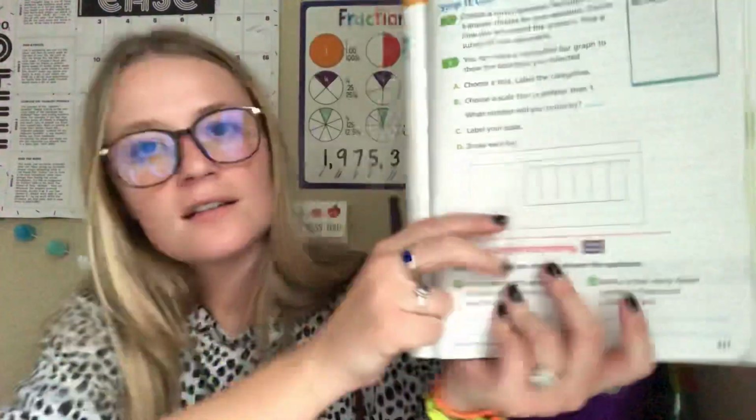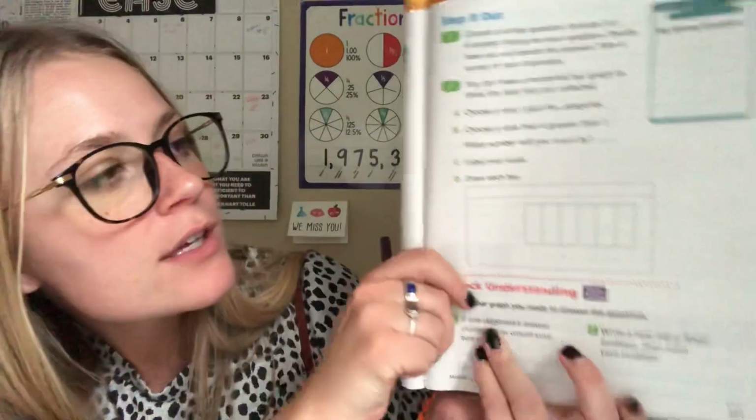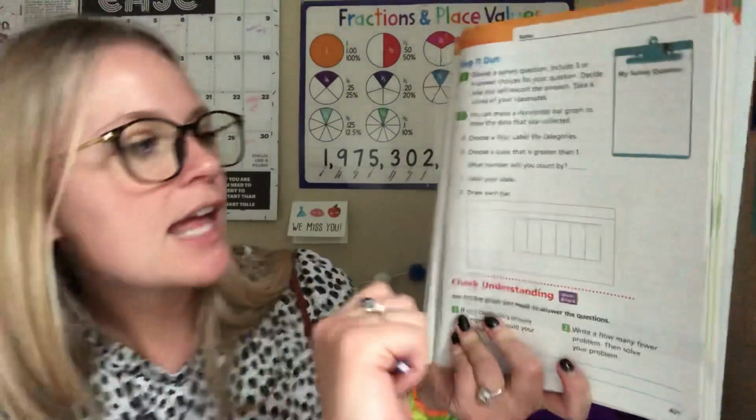You're going to draw your own graph, record your own data, label it, mark it, everything, and then you'll answer all those questions on the check understanding. So that is going to be totally dependent on what you do and your survey type.